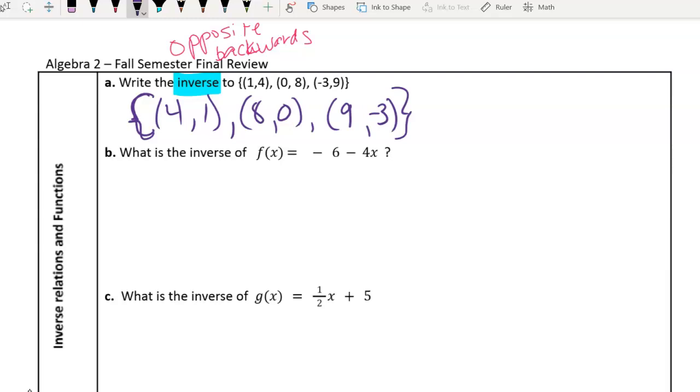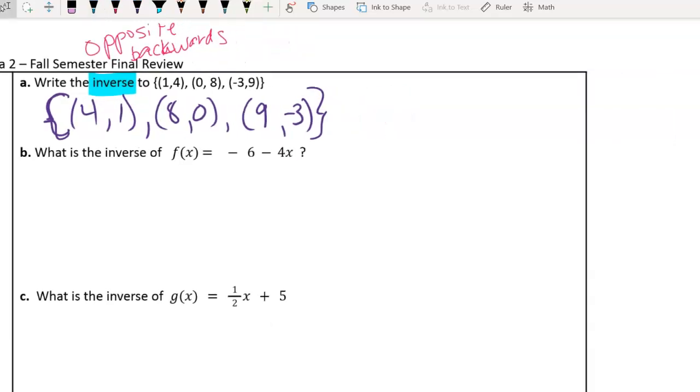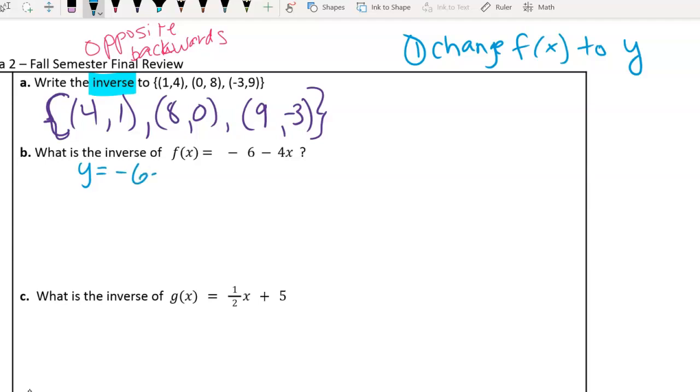Okay. For B and C, it's asking us to solve for the inverse. So over to the right, I'm going to write the steps in solving for inverse. So step 1 was to change f of x to y. So for B, instead of saying f of x, we would just rewrite the equation as y equals.